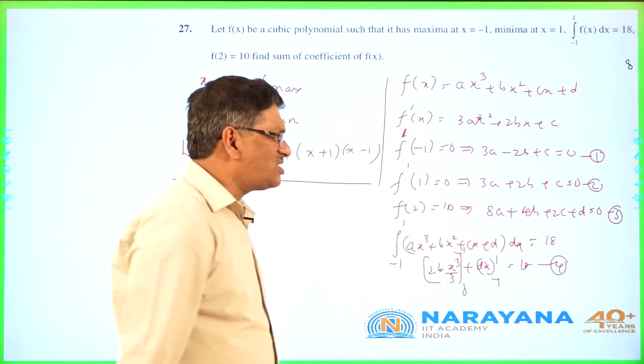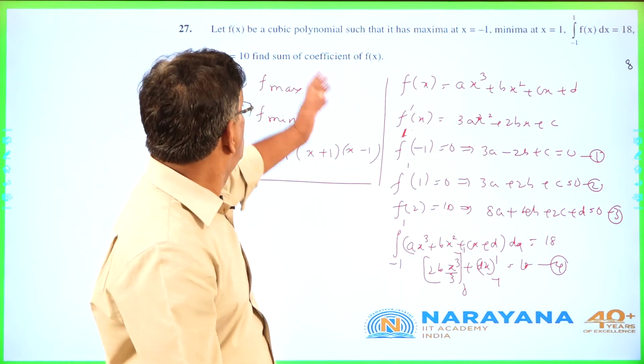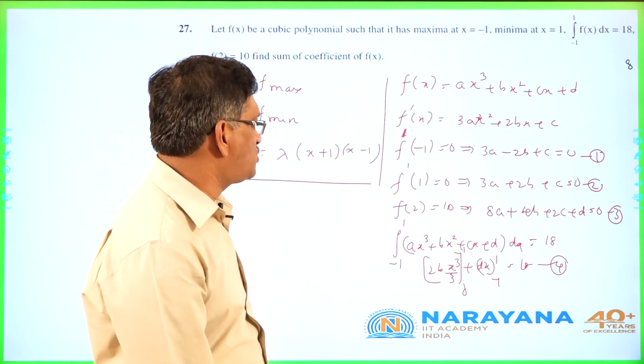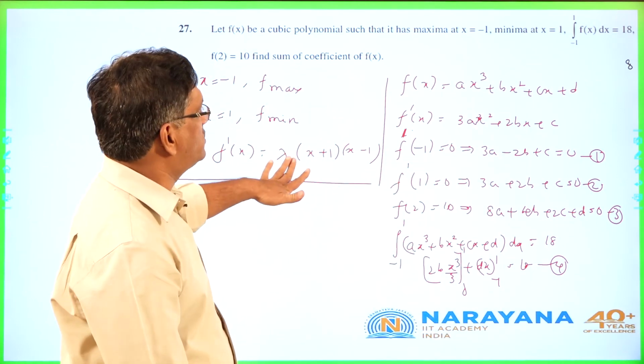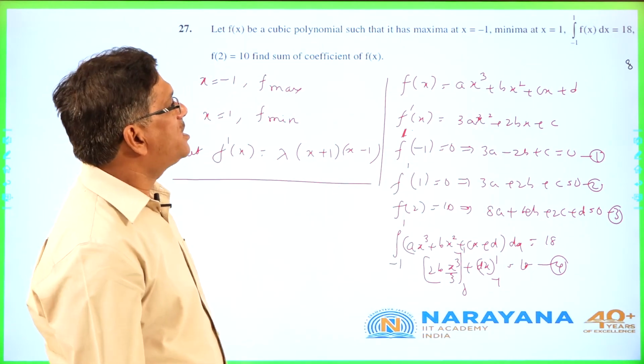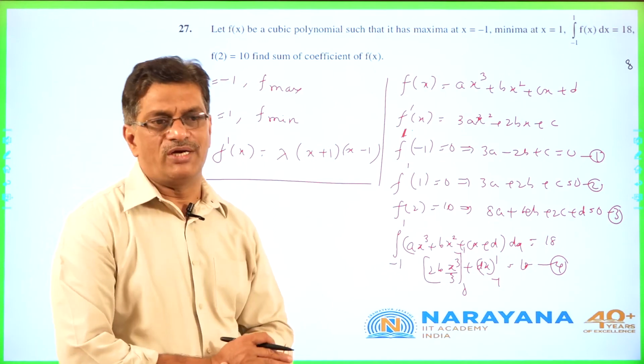Solve the 4 equations, you will get the a, b, c values. Thereby you can find the coefficients of f of x. Add all. You can do it like this or else like this. So when you integrate it, equate it to 18. Either way we can do it, right?